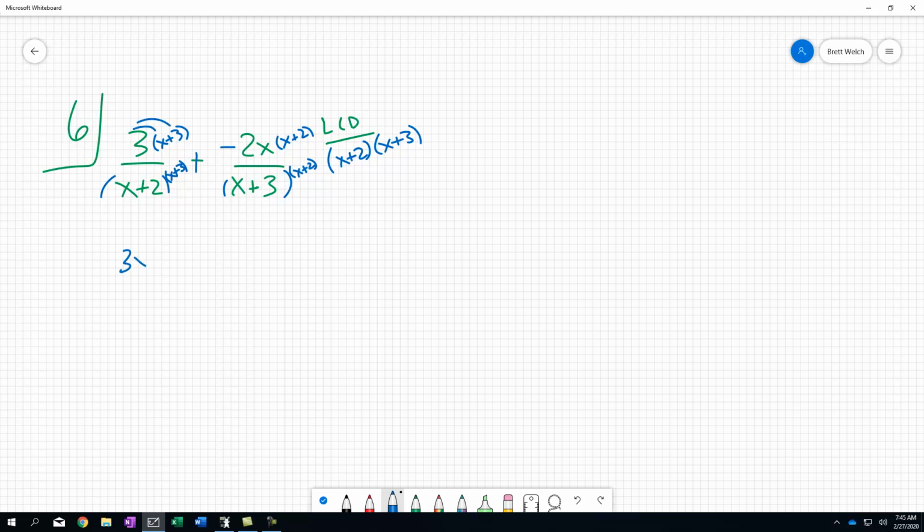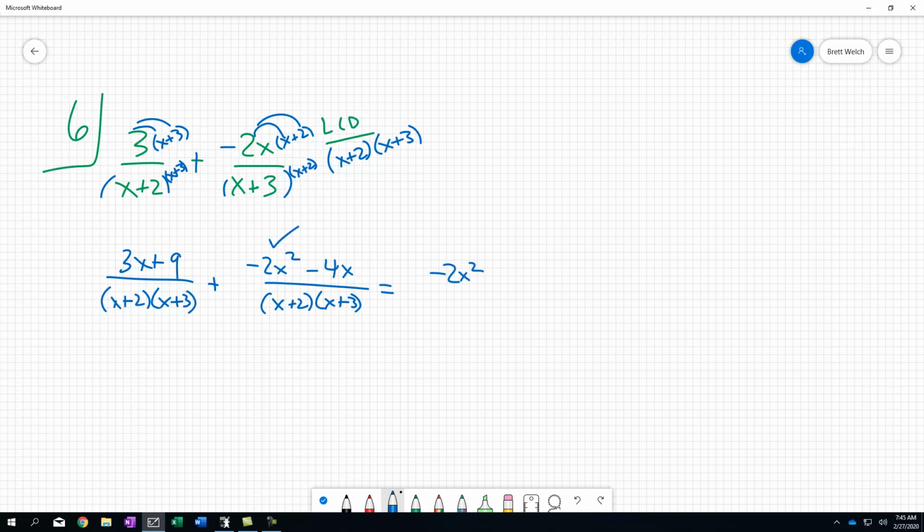A little distribution gives me 3x plus 9 over x plus 2 times x plus 3, plus negative 2x times that, which is negative 2x squared minus 4x, all over x plus 2, x plus 3. If I combine like terms, the negative 2x squared doesn't have a like term, but 3x and negative 4x can combine to make negative x, and then I just have plus 9, all over x plus 2, x plus 3.